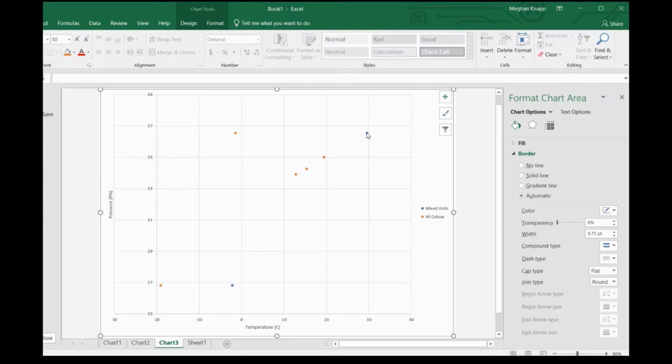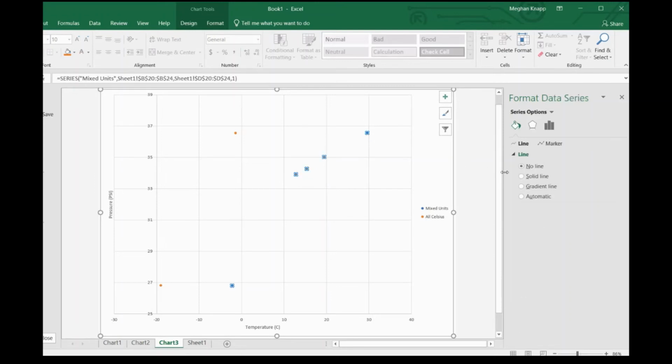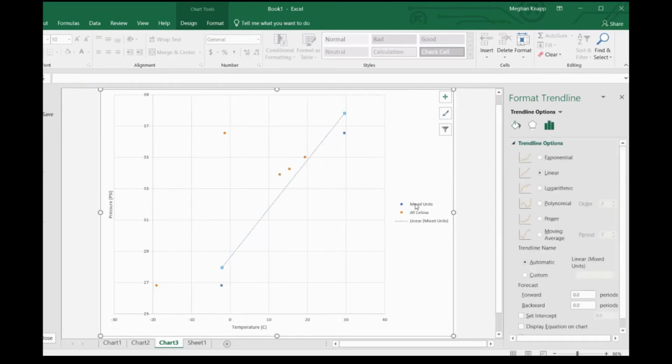But I'm going to click on my blue and put in a trend line. I don't want a line connecting the dots. I want a trend line. And so I've got kind of a slant here, and you can see that I'm really missing a lot of my points by having it like this, okay? So that's a little bit awkward, and that's why we want to have it all in the same units.